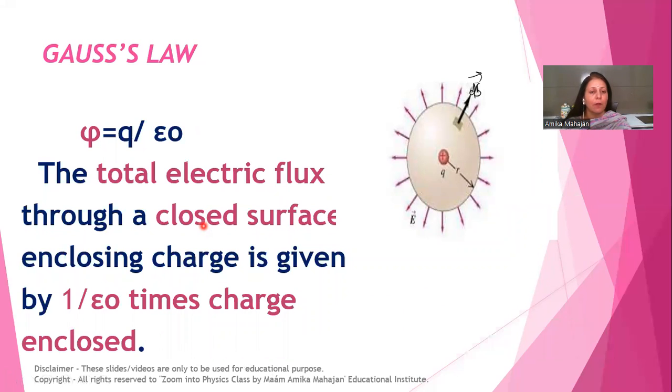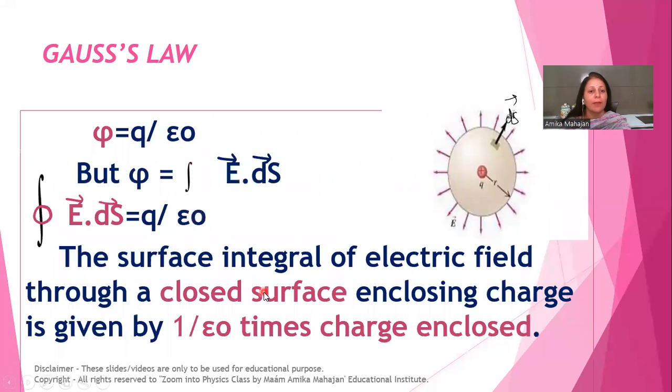Hence, statement of Gauss law will be: total electric flux through a closed surface enclosing charge is given by 1 by epsilon naught times charge enclosed. So phi is q by epsilon naught. This we have obtained using Coulomb law. So we have derived Gauss law using Coulomb law.